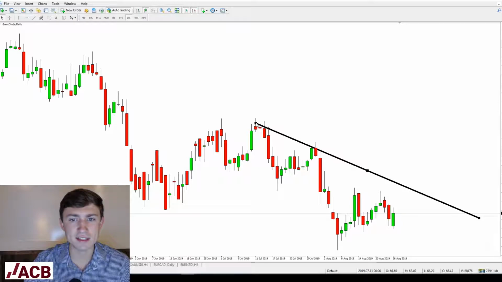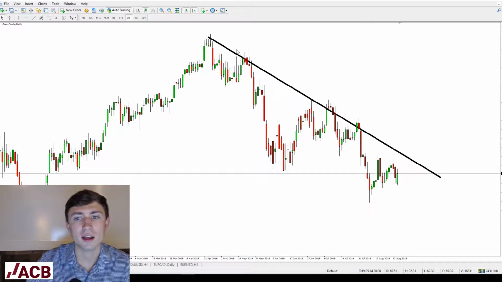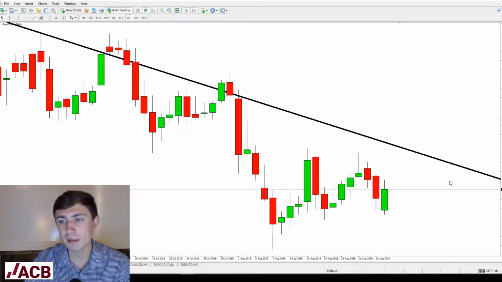If we extend this out, you can see if we draw this level here, this is a long-term downtrend channel that we've seen going on Brent crude. And so the question is, can we get up to test that structural level? And if we do so, will we be able to break through it?